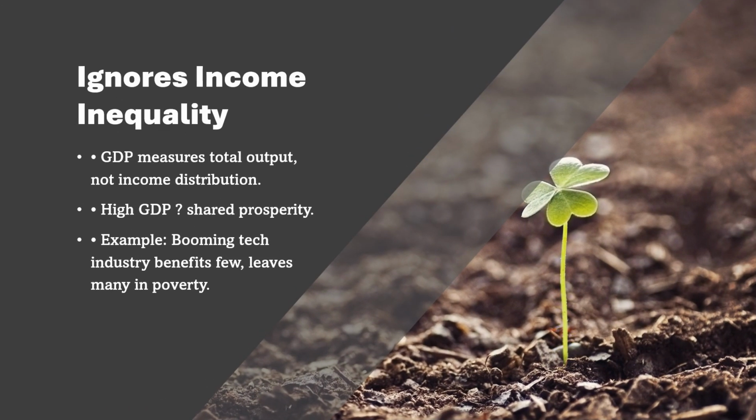1. Ignores income inequality. GDP measures the total output of an economy but does not account for how income is distributed among the population. A country may have a high GDP, but if wealth is concentrated in the hands of a few, the majority of people may still live in poverty. For example, a nation with a booming tech industry might show impressive GDP growth, but if the benefits are not shared widely, it doesn't reflect true progress.